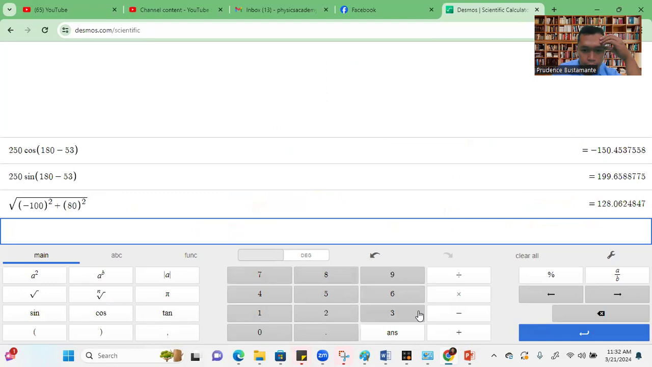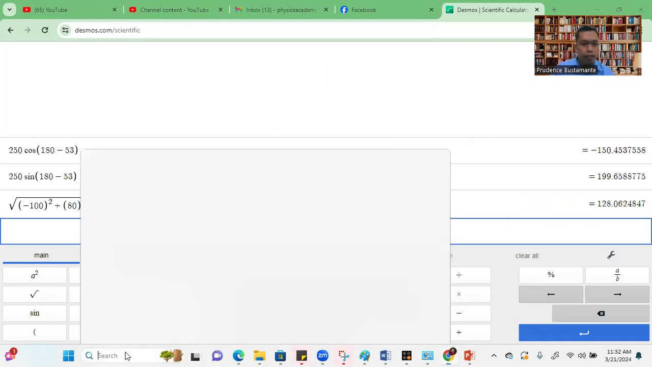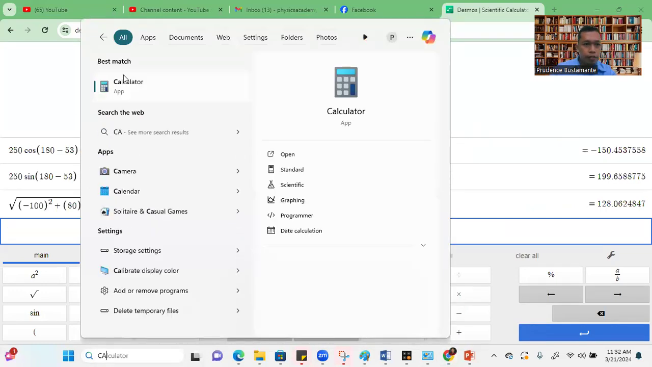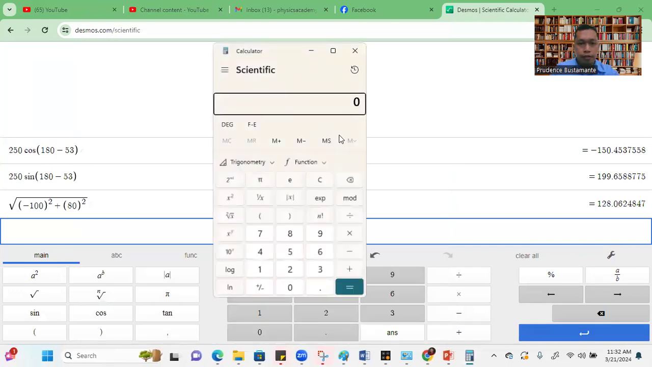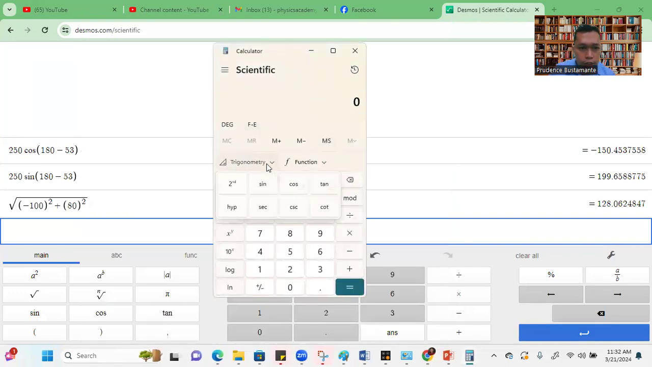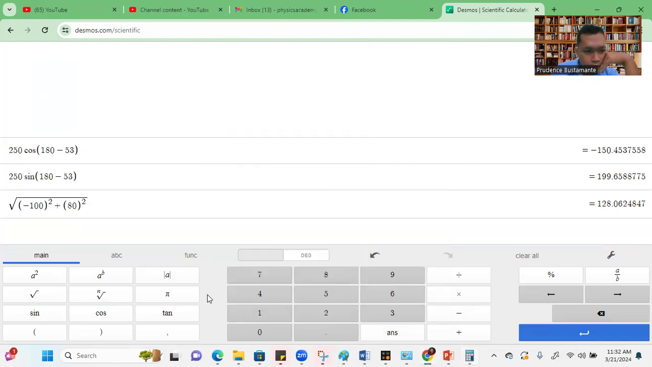So, wala man tayo scientific. So, naman tayo calculator din. So, let's go to trigonometric tangent. Saan na to sa pag-inverse tangent? Yeah, man tayo tangent.